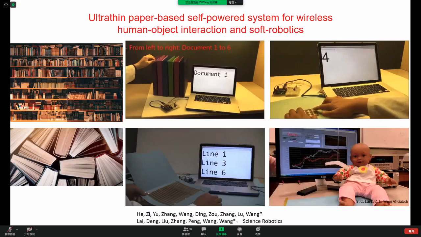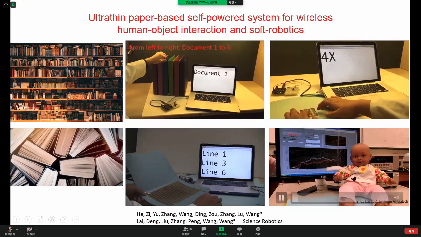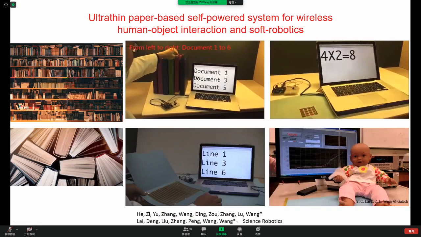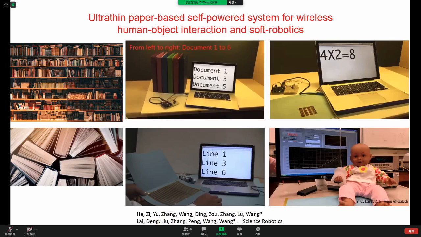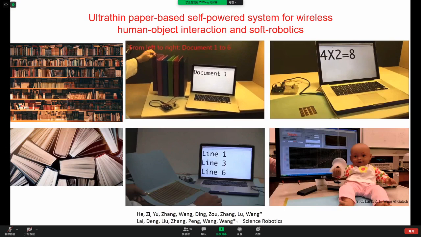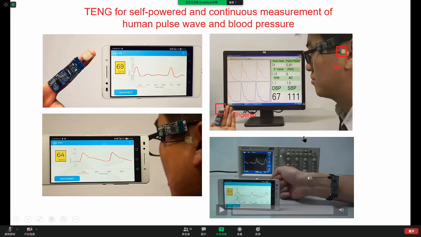And we can make this for soft robotics. Remember, soft robotics need power and need sensors. Our TNG can give soft robotics a very unique sensor. Okay, for blood pressure measurement, if you put this on your wrist, you not only measure the pulse, but you also measure blood pressure.